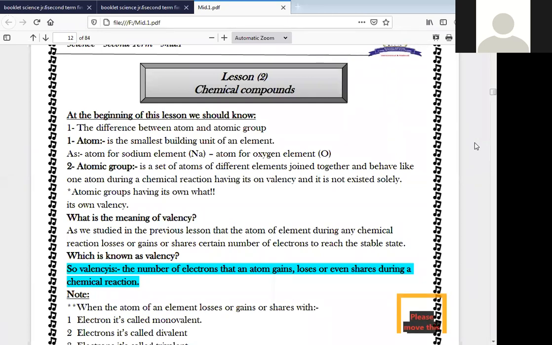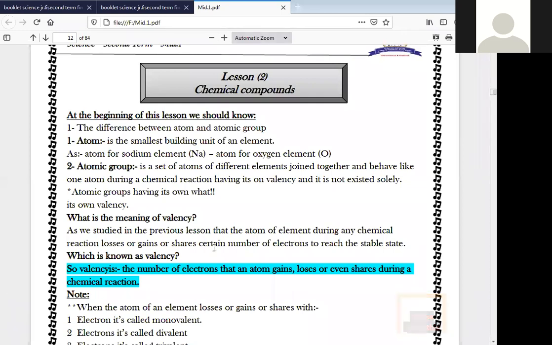Having its own what? Having its own valency. What is meant by valency? Okay, you can see the booklet on screen. What's the meaning of valency?